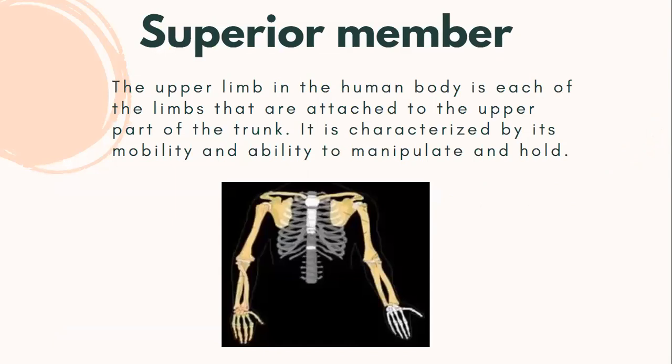Superior member. The upper limb of the human body is made of these free limbs, which are attached to the upper part of the trunk. It is characterized by being mobile, with the ability to manipulate and grasp.